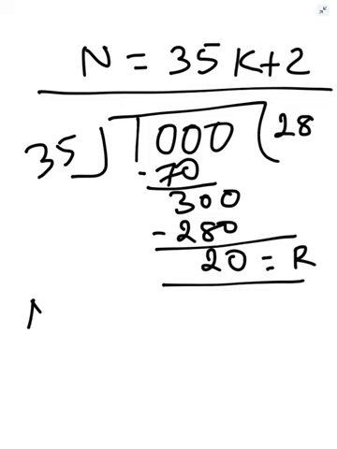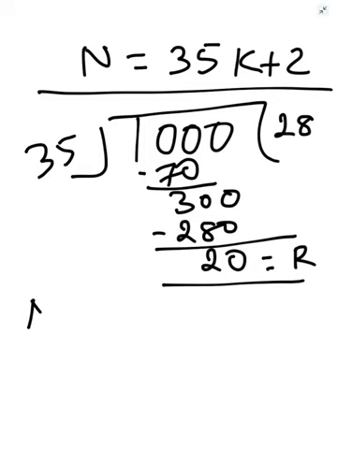Now what will I do? Should I subtract 20 from this number 1000? Then I will get 980. But that is a 3-digit number. Our target is to find the smallest 4-digit number. So I have to add something to 1000. But I will not add the remainder.